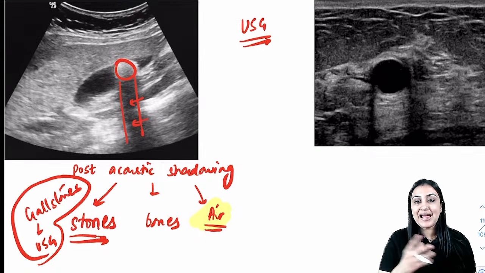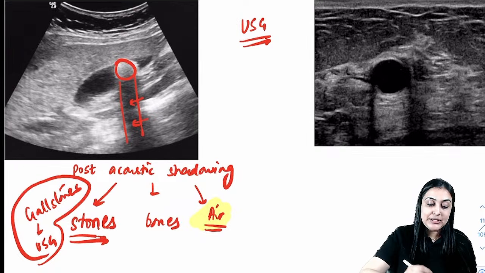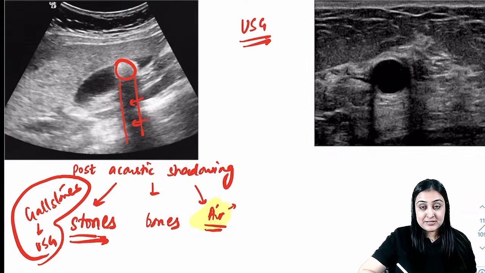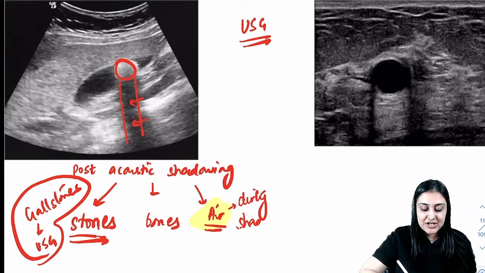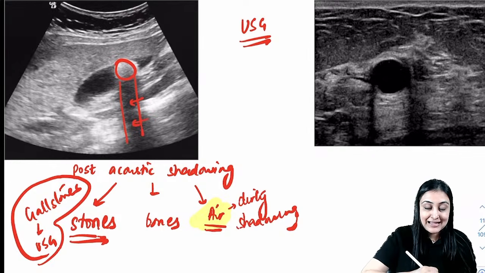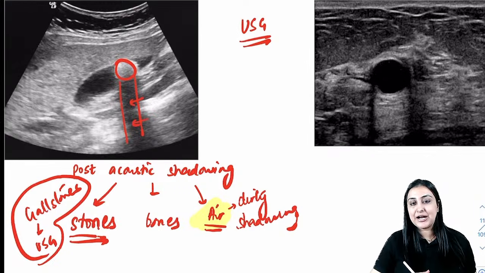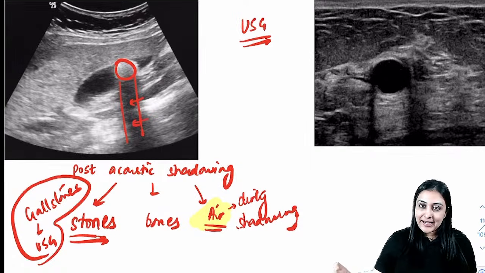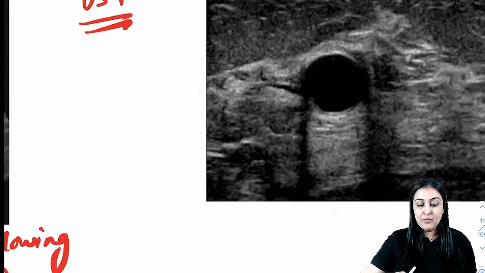Because it will refract all sound waves and not allow sound waves to pass through, this produces a specific shadowing called dirty shadowing. It won't be as black as this; it will be like a dirty shadow that you will be seeing. So there are three things which cause shadowing: stone, bone and air.